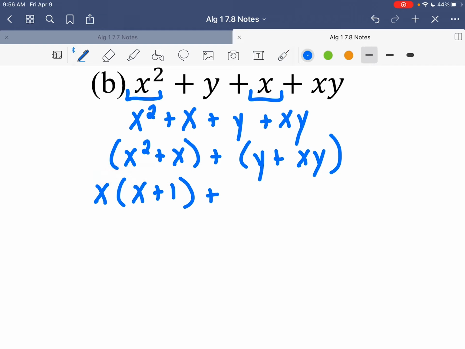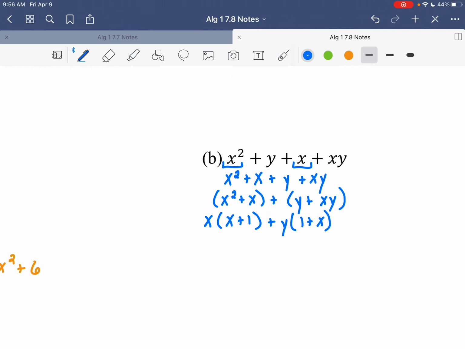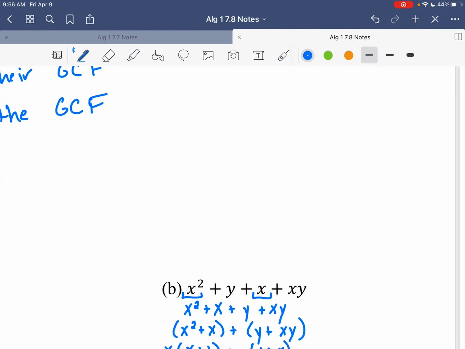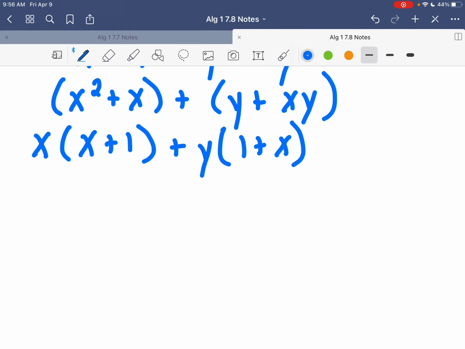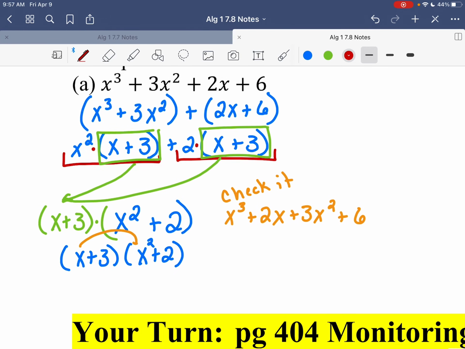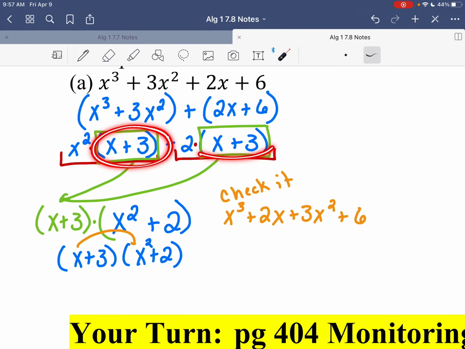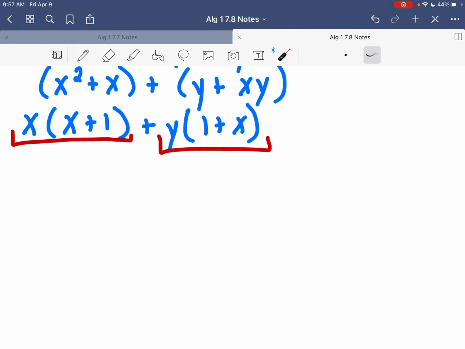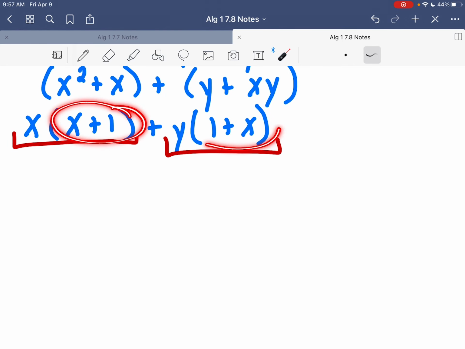Plus, now out of these 2, I can take out a y. Those both have a y. So I'll need y times 1 plus y times x. Okay, so that was done with step 3. Factor out the greatest common factor, which we did. Now we look here, we've got our 2 terms. And again, it's helpful to identify the 2 terms. We've got this one plus this one. And look to see, like this, they had one in common. They had this x plus 3 in common. These don't. This has an x plus 1. This has a 1 plus x.